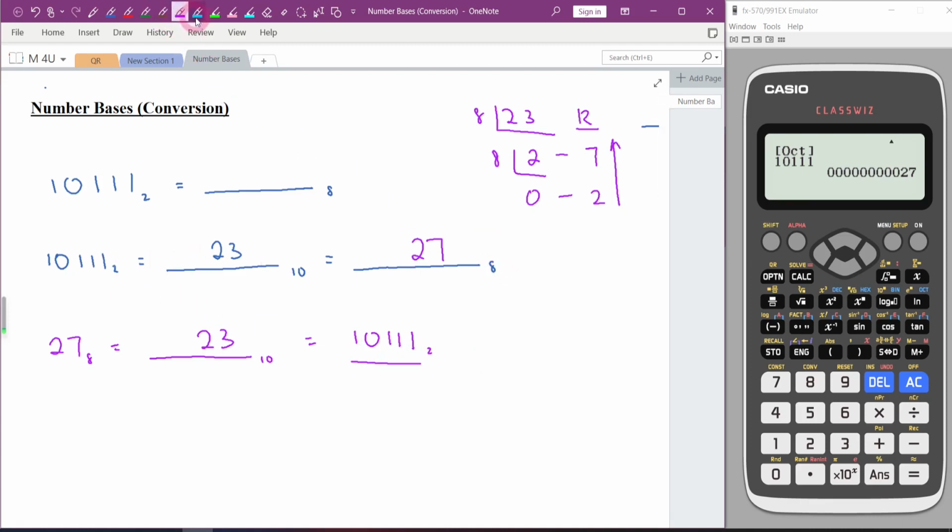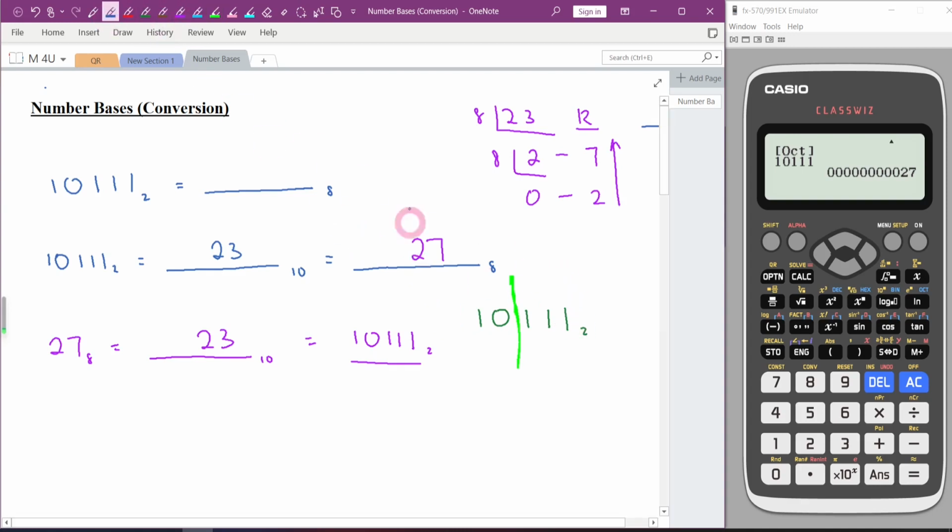But there is a shortcut between base 2 and base 8. You actually can do it this way if you want. 1 0 1 1 1 base 2. Start from your right hand side, count 3 digits, then you break them. 1 2 3. Same thing if you have more digits. Later on I will show you a number in base 2 which has more digits.